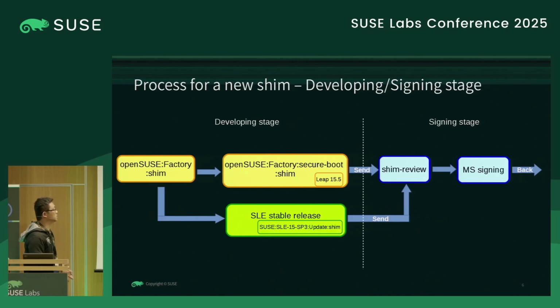Then our security team will send the Shim to the Shim review project for review. After that, a secret process will be sent. Our Shim binary will be sent by our security team to some people, I don't know who, to be signed by the Microsoft key. Some say some people in our community hold the Microsoft key, but I don't know who.